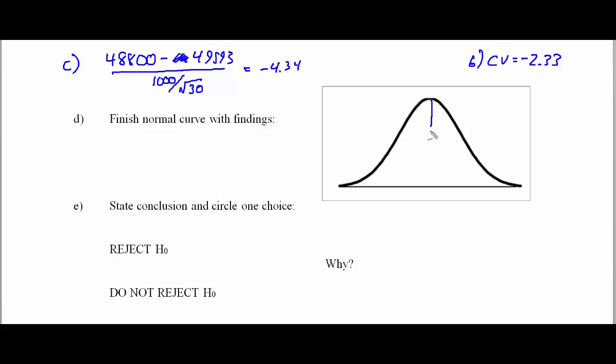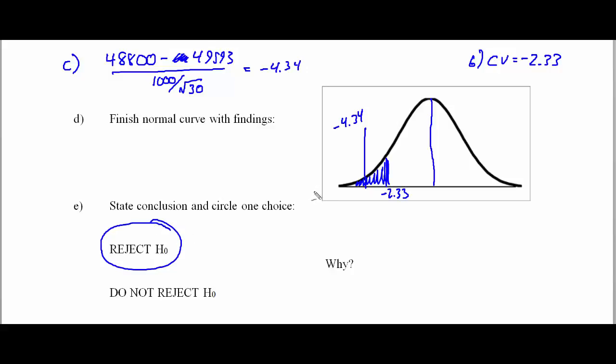So lo and behold, we have an answer that's inside of the critical region. Because our critical value is negative 2.33, our critical region is less than that. So there is our negative 4.34. Negative 4.34 was inside that critical region. So we are going to reject the null hypothesis.